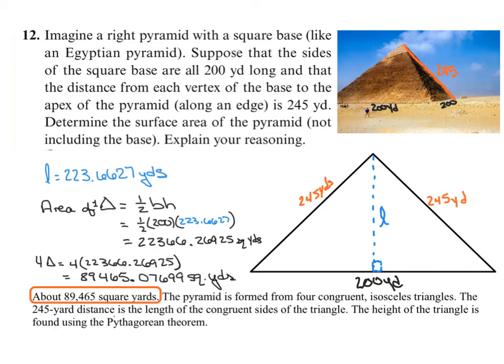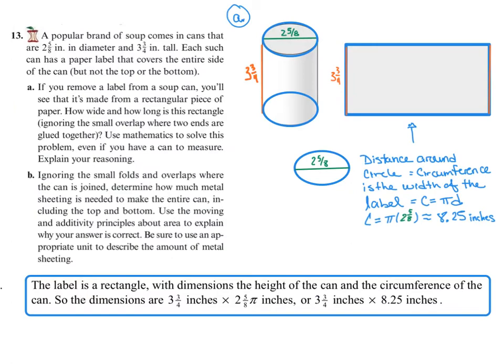So I would have to multiply by 4. So the pyramid is formed from 4 congruent isosceles triangles, and the area of each one of them was this. So just multiply by 4, and you'll get the area of the rest of them. And I did not do the square base because it said not including the base, so I just wanted the lateral surface area.